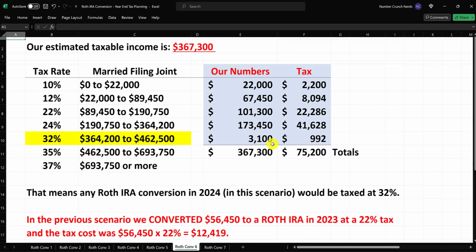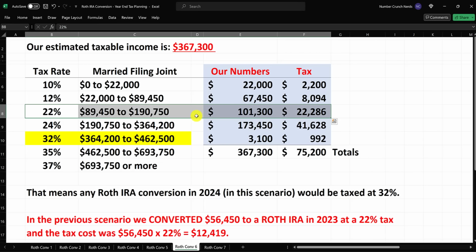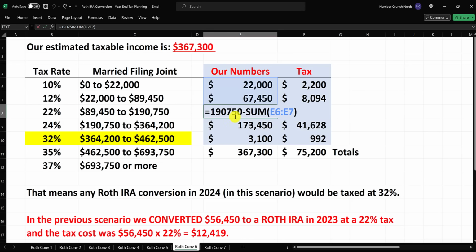So let's go to the next slide here. Our estimate of taxable income now for 2024 was $367,300. And so we're going to do the exact same thing here, just like before. The first $22,000 gets taxed at 10%. The next $67,000 gets taxed at 12%. Now, in this case, we have substantially more, so we are going to max out this bracket with the total amount. So this is going to be the $197,500, which is the top of the bracket, minus the amount in the previous bracket, minus the amount in the bracket before that. And so the full $101,300 will be taxed at 22%.